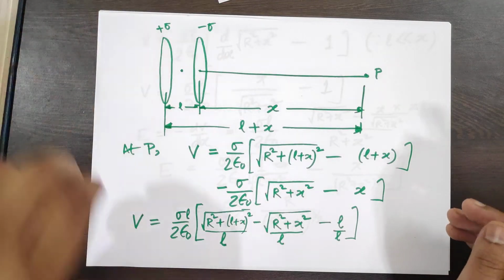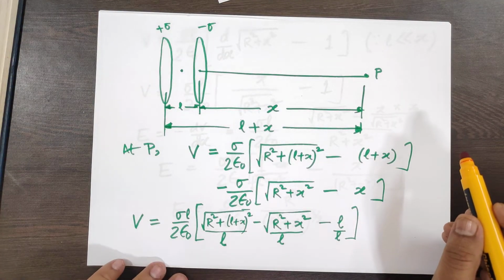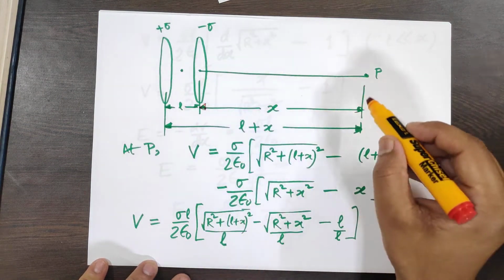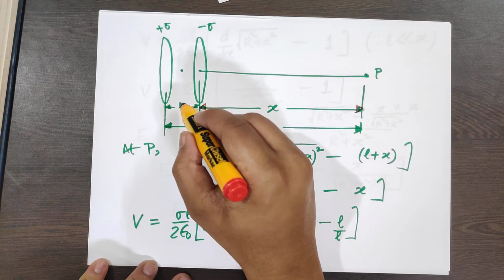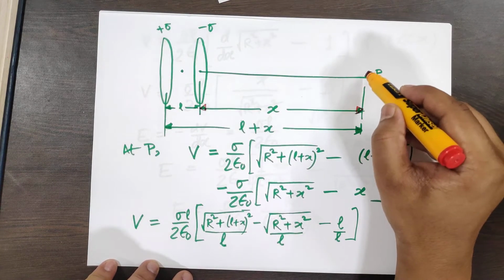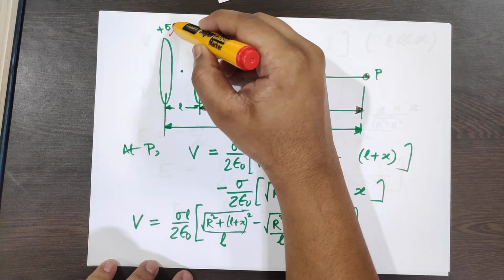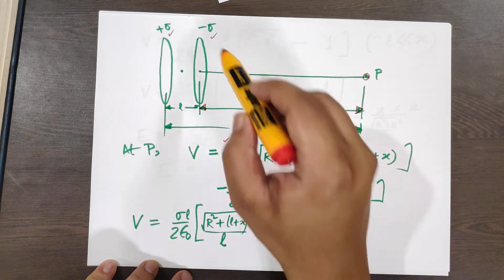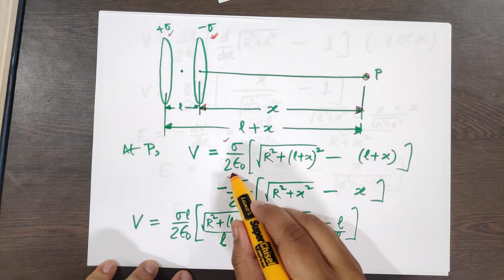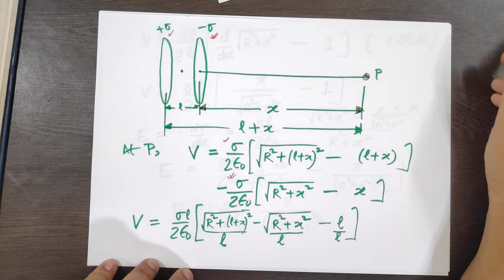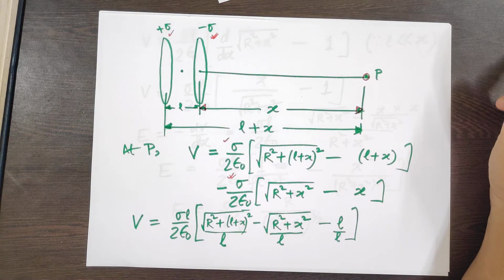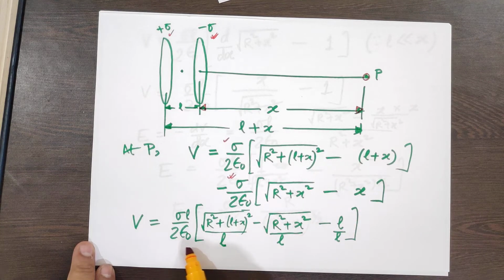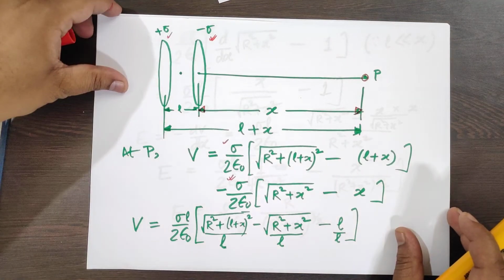Now here I'll take this as x. Instead of taking x here, I have taken it here. It doesn't matter because this L is very small. So this is L. At point P, the potential is due to this plate and due to this plate. Due to this plate, this first term, and due to this plate, this second term. We have used the same formula we derived just now. So there you go, V is like this.